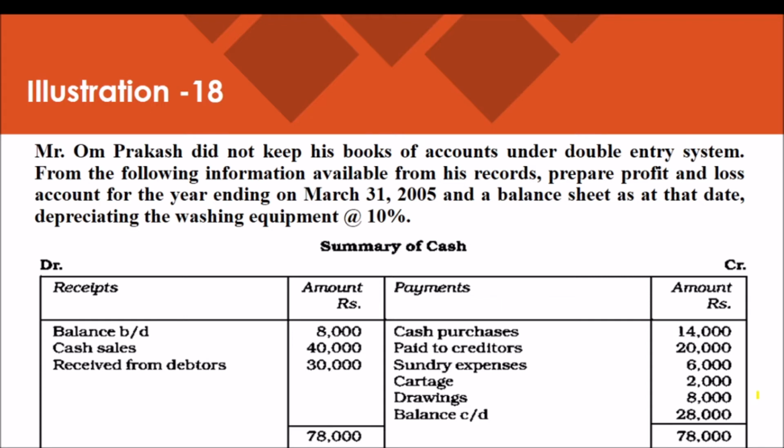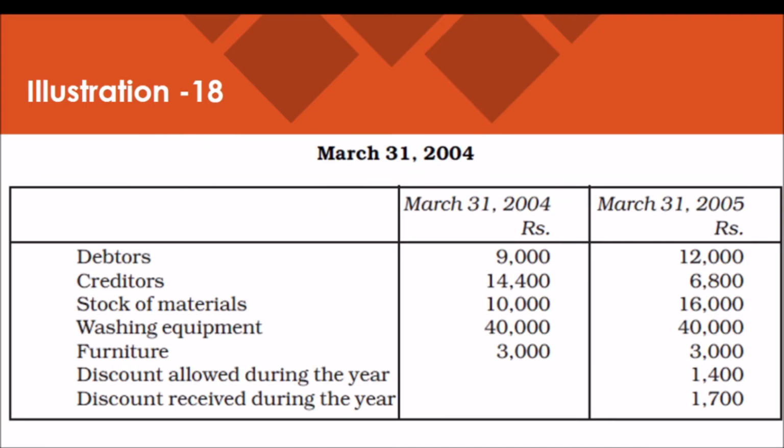You have to go through the summary of cash. It includes the opening balance of cash 8,000, cash sales 40,000, received from debtors 30,000, and in the credit side, cash purchases, paid to creditors, sundry expenses, cartage, drawings, and also the closing balance of cash 28,000. Also, we have to go through some additional information in the question.